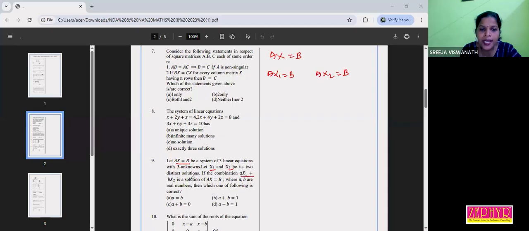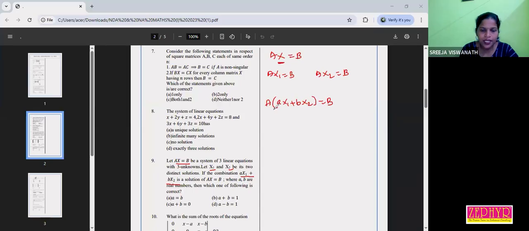Also, the combination ax1 plus bx2 is a solution. So we can replace x with ax1 plus bx2. A into (ax1 plus bx2) is equal to b. Clear? Is it clear?